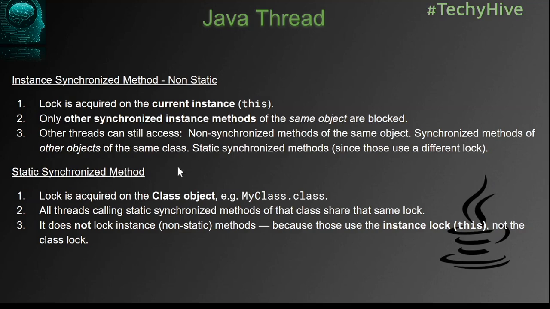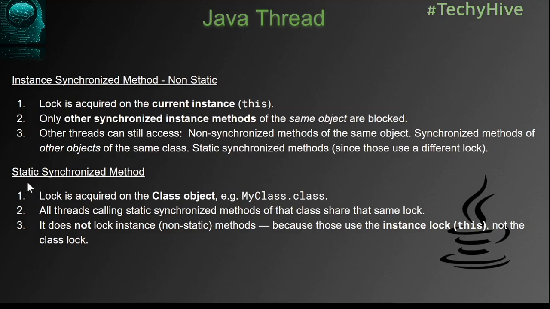Other threads can still access a non-synchronized method of the same object, synchronized methods of the other objects of the same class, and static synchronized methods, since they use a different lock. We will explain it through the example later.